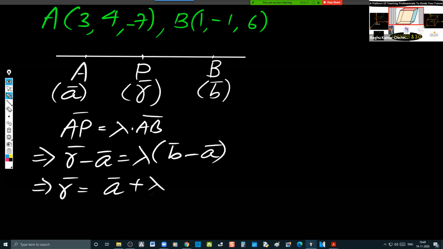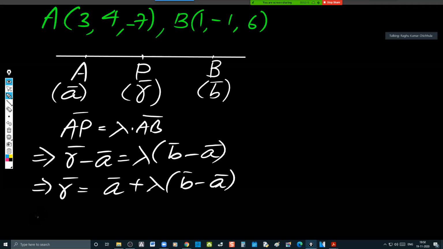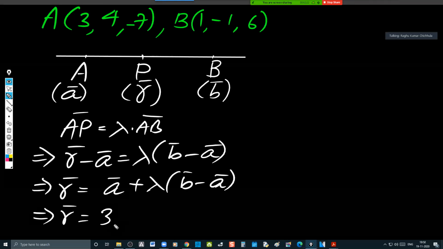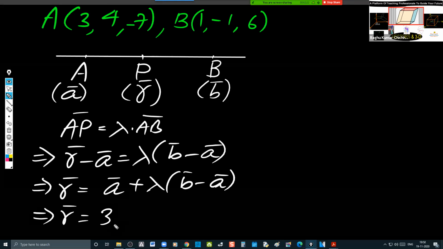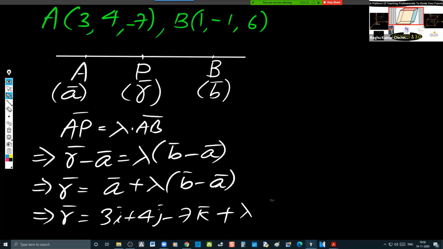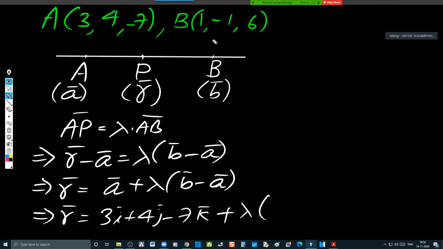Are you there, Kaushik? Praneeth? Yes, sir. Now, tell me what is A bar here? This one. Come and tell me that. 3I plus 4J minus 7K. Yeah, after 3, I didn't see anything. Yeah, now, plus lambda into B bar minus A bar. Praneeth, you are also facing the same problem? No, sir, it's not lagging for me.